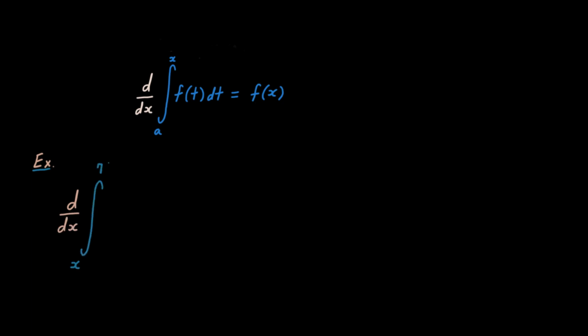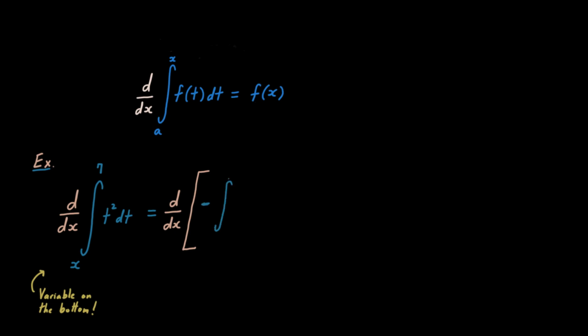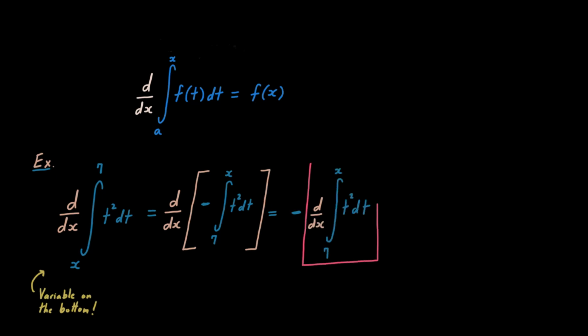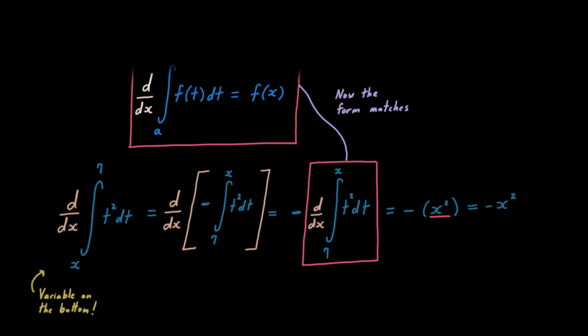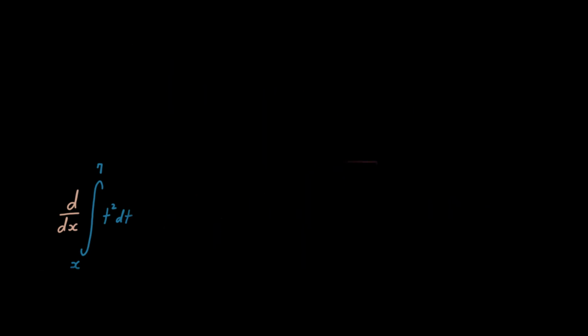But what if we had some funny business? What if that lower bound is a variable? What if we have a variable on the bottom? What are we to do? Well, we apply some even weirder integration properties, the flippity-flip one. We flip that integration symbol, and we can do that as long as we stick a negative sign. And if we do that, the flippity-flipped integral matches the derivative with respect to x of the area function whose upper bound is x, and we get a negative x squared.